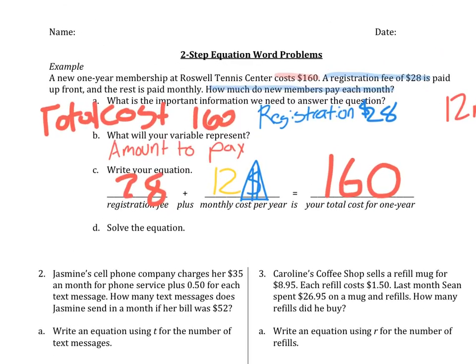Get over it. So it's $28 for the fee up front. And we want to know how much money we are going to pay every month. There are 12 months in a year because that's our cost per year. And we know that we're going to have a total of $160 when we get finished. So now I'm going to work out the equation, and we'll solve it together on D.